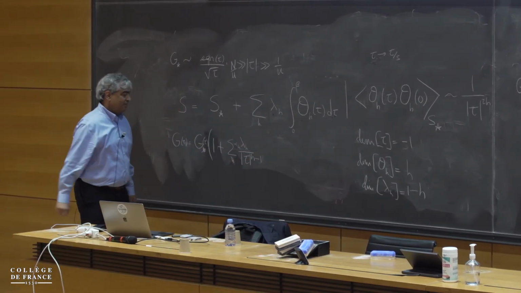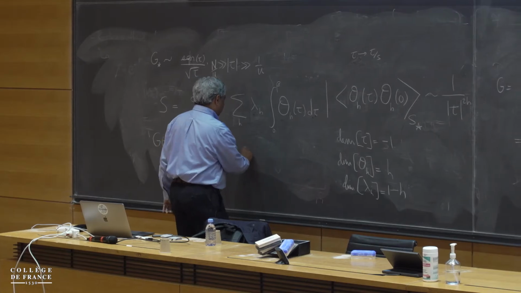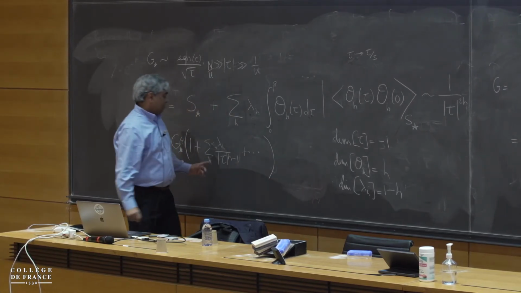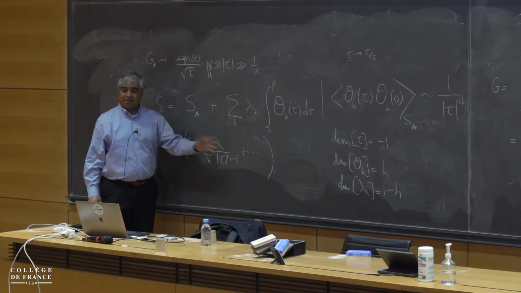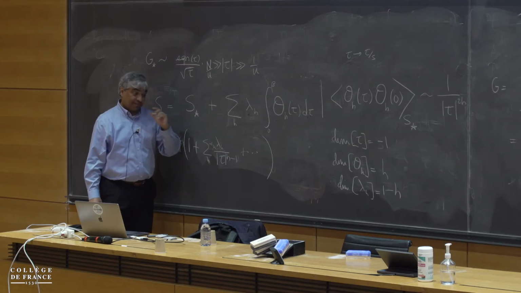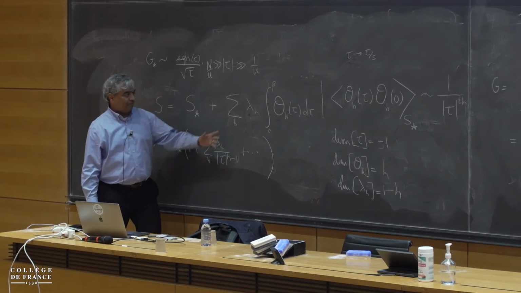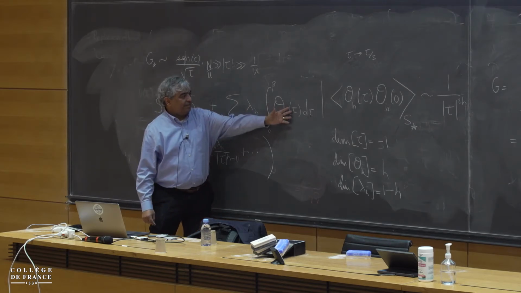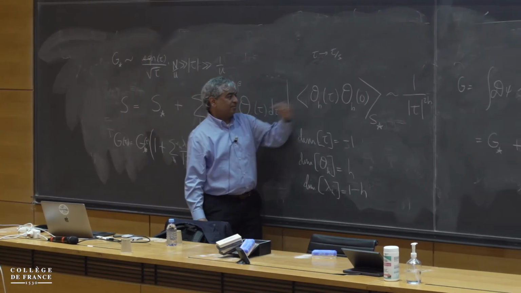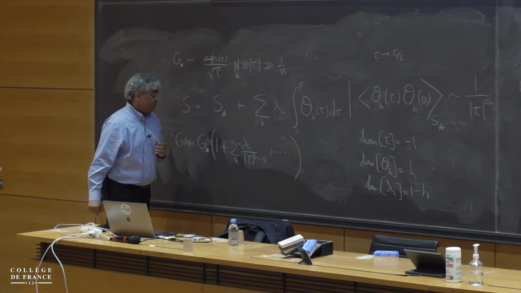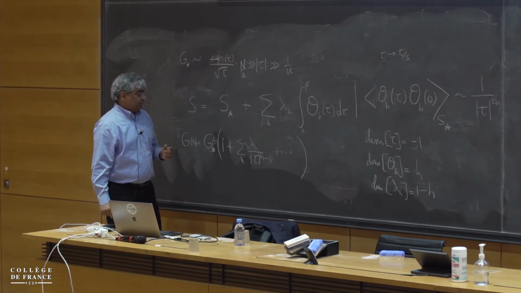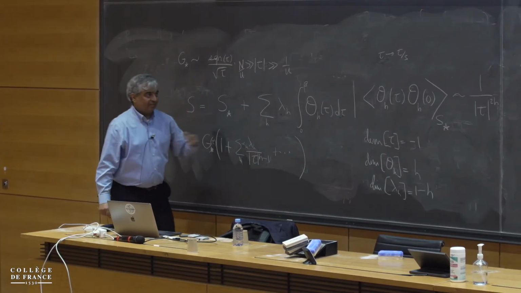OK. So the leading correction to the Green's function will be a series of powers of tau. These are like confluent singularities, as Michael Fisher called them. They come from all these operators which have the following property here, H. And you can even go to higher orders, but that's the leading term.